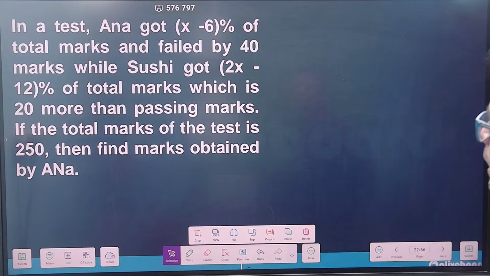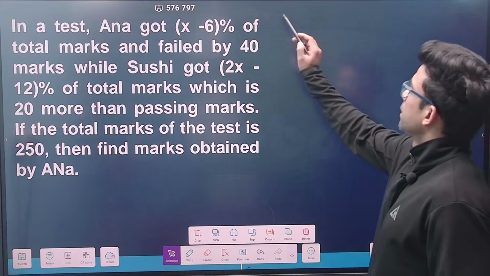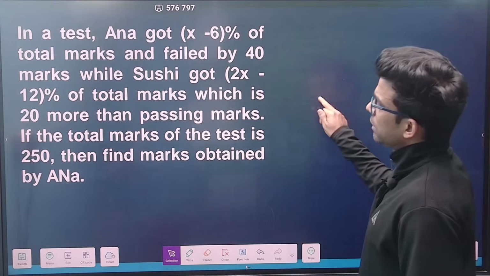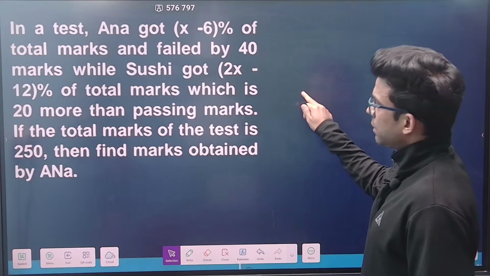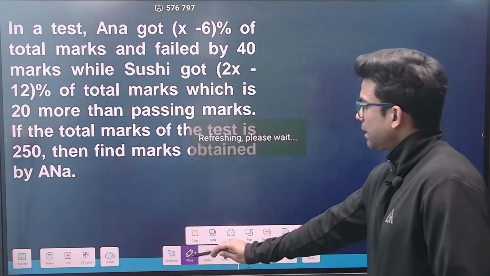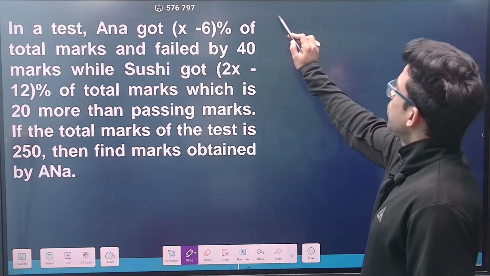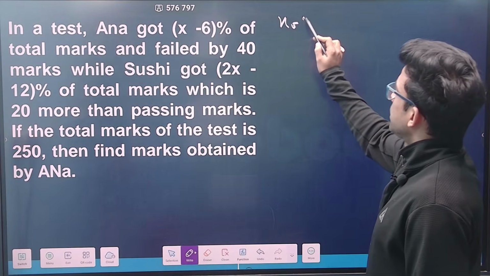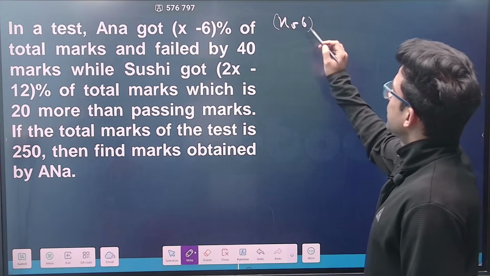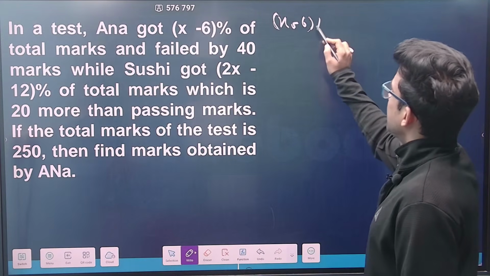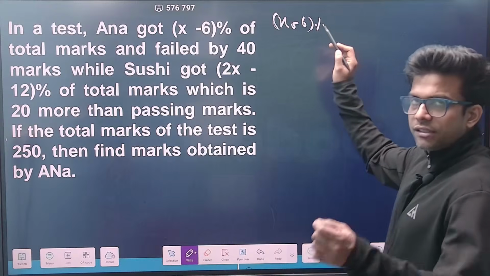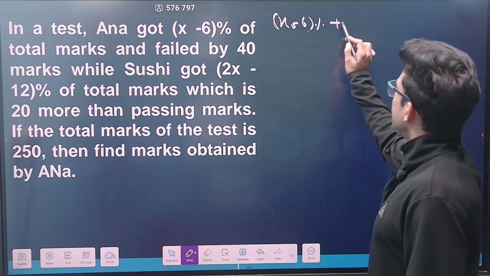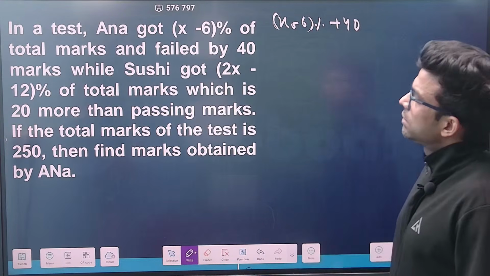So भाई, Anna got x minus 6% of total marks and failed by 40. तो देखो, Anna को कितना आया है. Anna को बेसिकली क्या हुआ है, देखो, Anna को x minus 6% आया है, ठीक है, और वो फेल हो गई है. She had failed. Then if I add 40, then she will be passed.